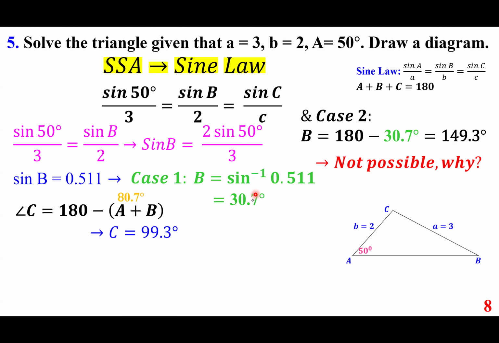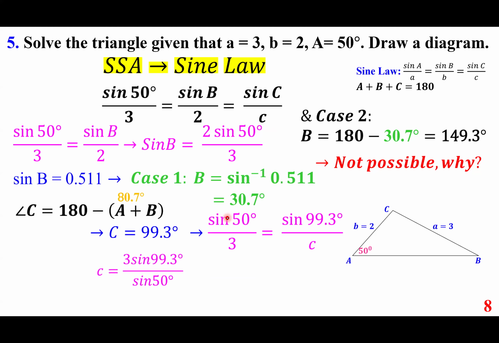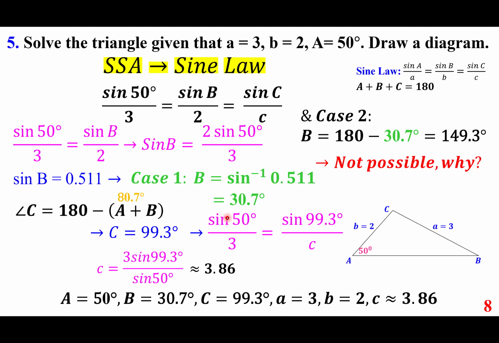And now we're going to use this one, sine of 99.3 degrees divided by C. And C is the product of these two divided by sine 50. Put it into a calculator, you get 3.86. And we write the summary of everything that we found.